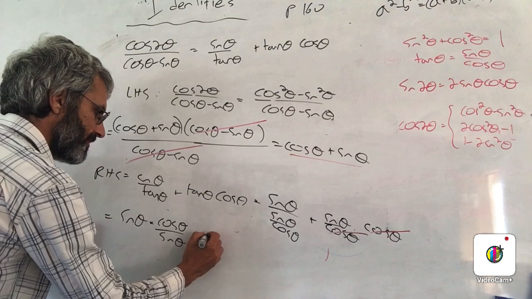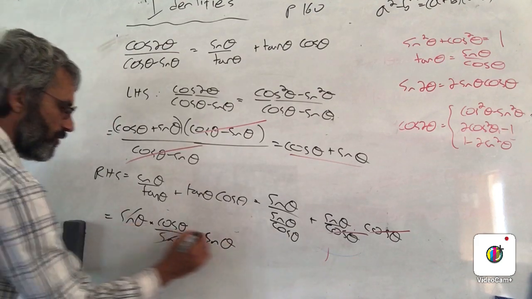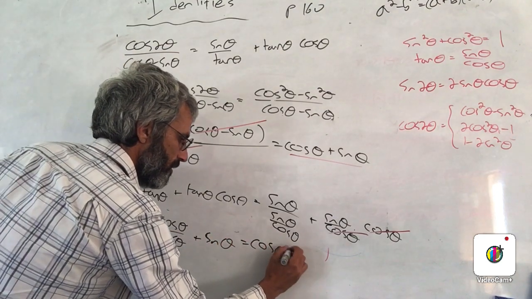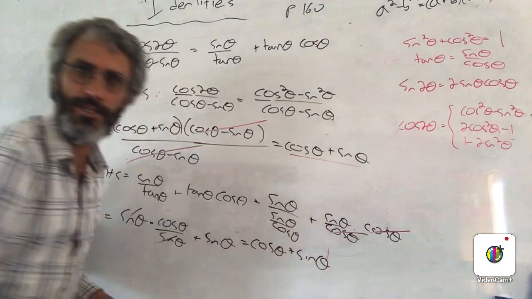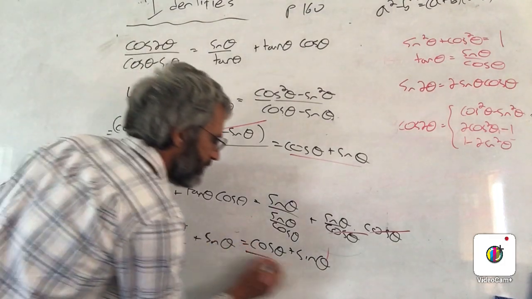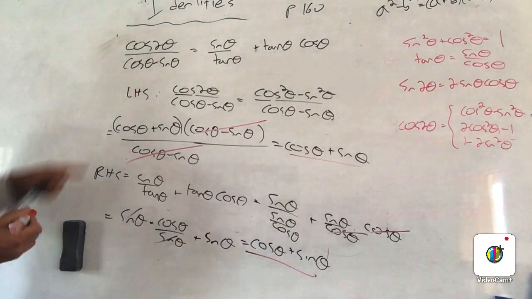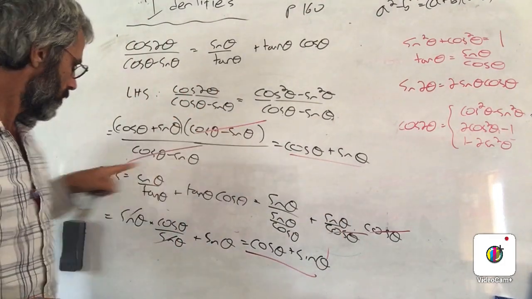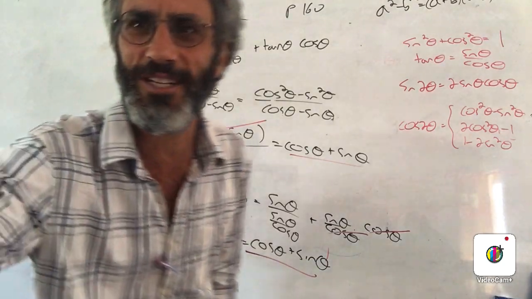And this is plus sine, and obviously this is just cosine. So we get cosine plus sine. I don't know if you guys still see it there. Okay? And then that's it. I just need to highlight it, show that it's the same. So the left hand side got to there, the right hand side got to there. I'll pause and give you a chance to ask questions.